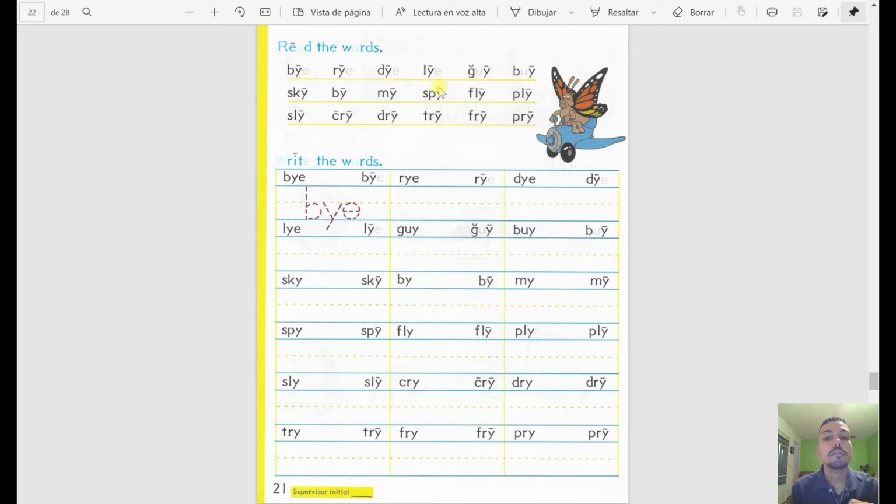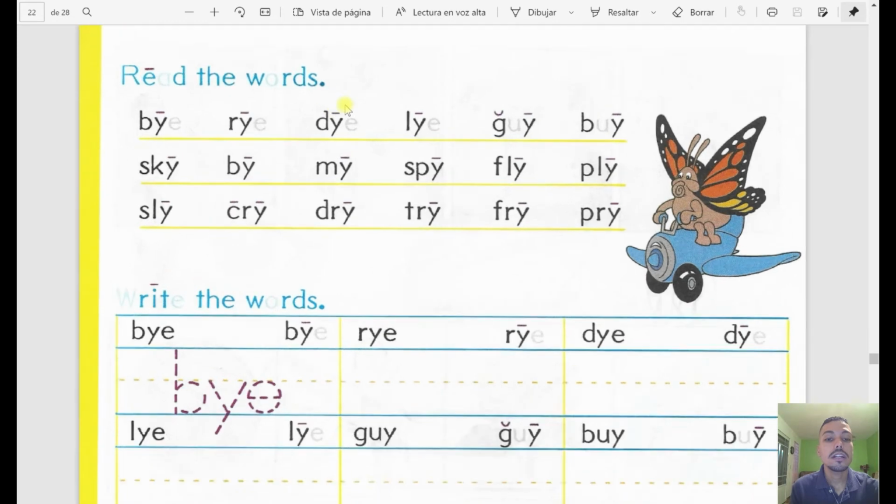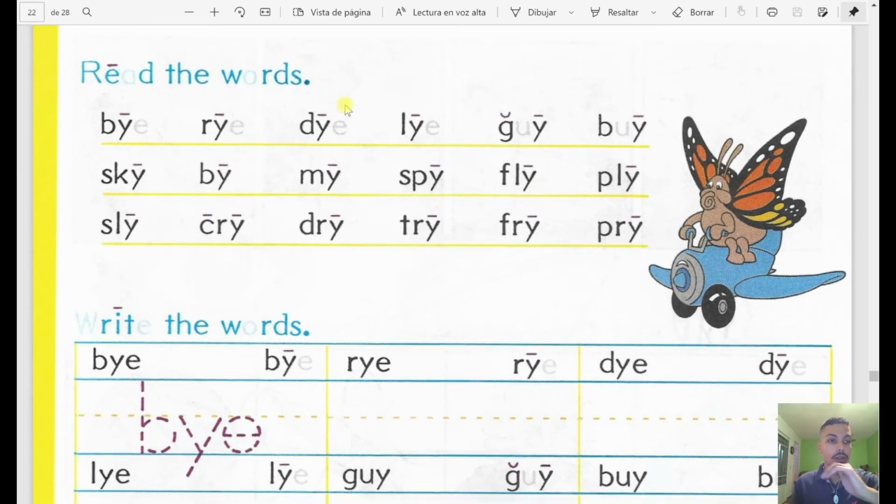Tenemos que leer todas estas palabras que están aquí. Así que I'm going to do a close-up. Voy a aquí acercarlo un poquito para poder entonces leerlas juntos, ¿ok? Y aquí vamos a ver. Rapidito con la primera. La B con la I, buy. Buy. ¿Ok? Rye.